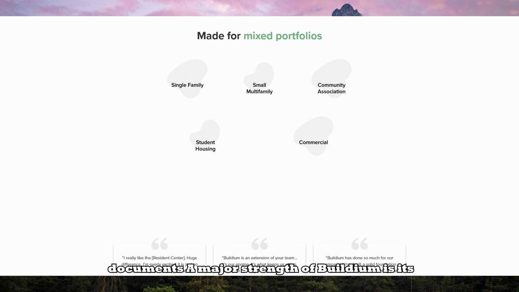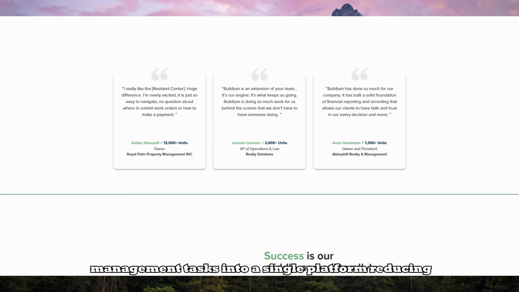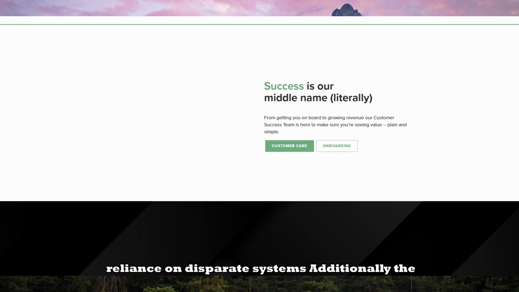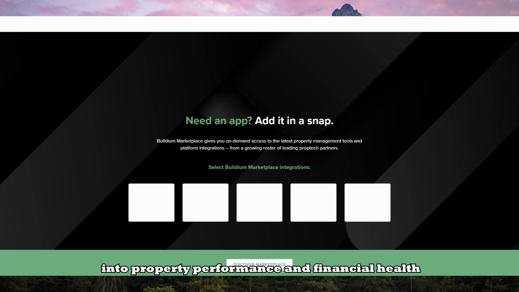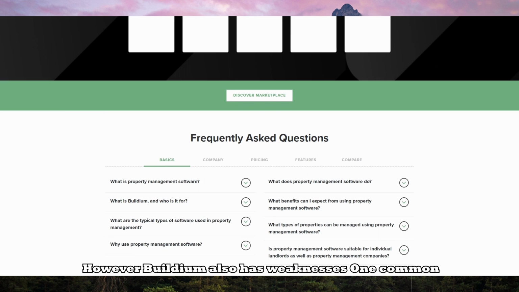A major strength of Buildium is its all-in-one nature, consolidating key property management tasks into a single platform, reducing reliance on disparate systems. Additionally, the reporting functionality provides valuable insights into property performance and financial health. However, Buildium also has weaknesses.